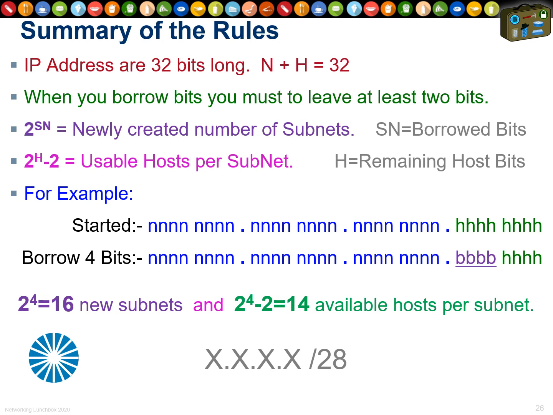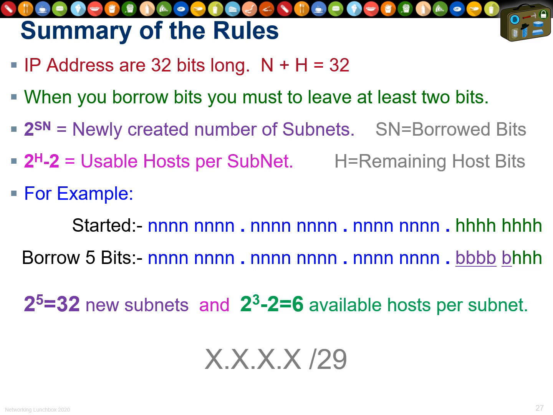We borrow 4 bits. We have 16 new subnets and 14 hosts for each one of those subnets. We borrow 5 bits. We've got 32 new subnets, and each subnet has 6 available hosts per subnet. And if we borrow 6 bits, we've got 64 subnets, but each of those subnets only has 2 available hosts per subnet.